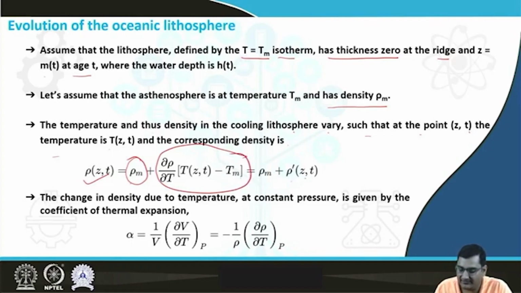The change in density due to temperature at constant pressure is given by the coefficient of thermal expansion. So the density gradient with respect to temperature is related by the coefficient of thermal expansion, alpha, which is 1 by v del v by del T at constant pressure, equal to minus 1 by rho times del rho by del T at constant pressure. This particular term will be used to replace this value here.